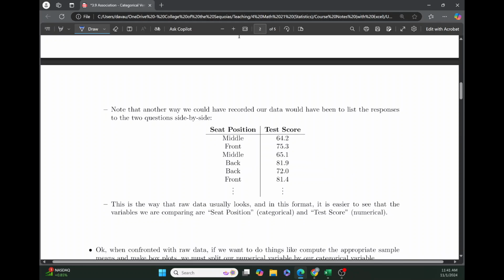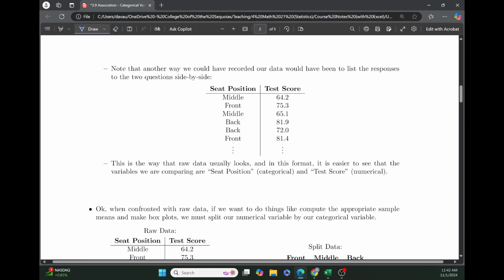The nice thing about having the data this way is that it becomes very clear that the variables we're comparing are seat position and test score. Seat position is obviously a categorical variable and test score is obviously a numerical variable. So when I'm comparing two variables, one categorical and the other numerical, I should compare the means. I should break down the numerical variable by the responses for the categorical variable and compare the mean of students who sit in the middle versus in the front versus in the back, right?